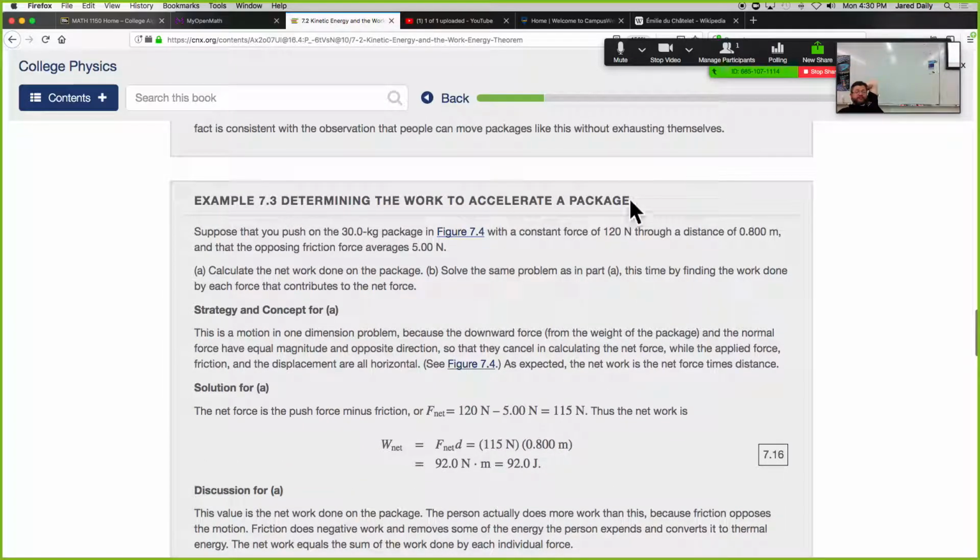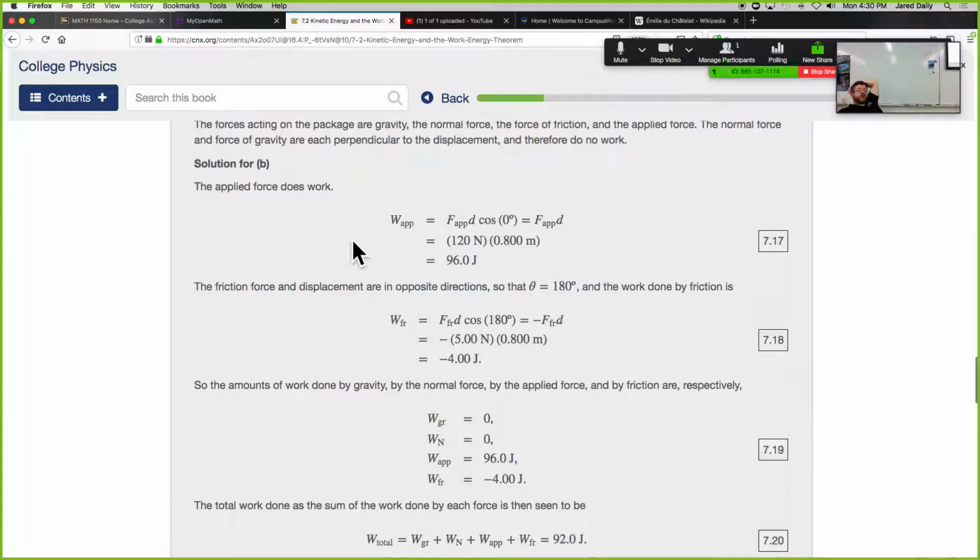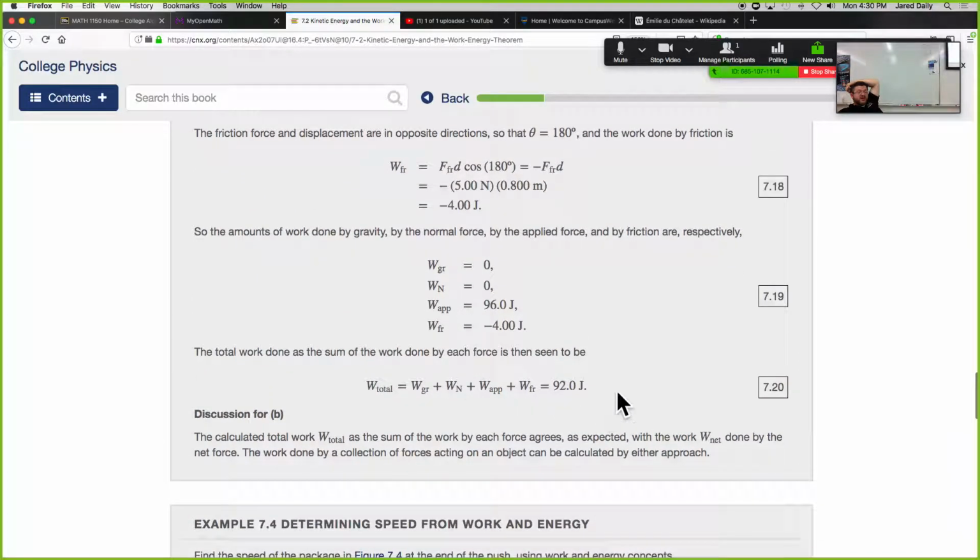And then in part B it says, same problem as part A, this time finding the work done by each force that contributes to the net force. So they're going to do the work done by the force that is pushing it, 120 newtons, 96 joules, and the force that is resisting it, which is going to be a negative 5 newtons because it's in the opposite direction. So it's negative 4 joules. When you add those two together, you get the 92 joules that we actually ended up with.